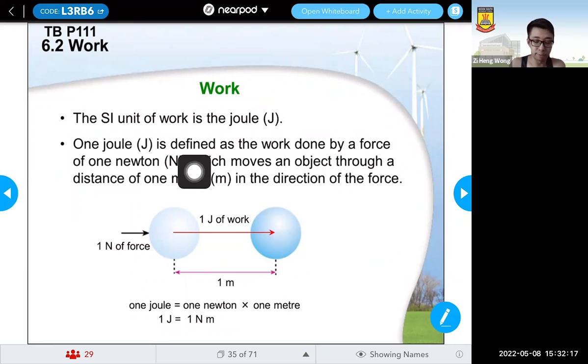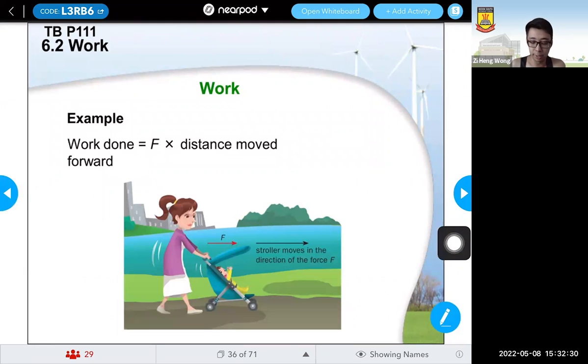1 joule is defined as the work done by a force of 1 newton, which moves an object through a distance of 1 meter in the direction of the force. For example, if you push a stroller with a certain force and it moves by a certain distance, the work done will just be the force applied multiplied by the distance moved forward.